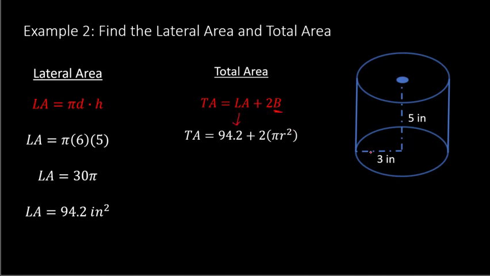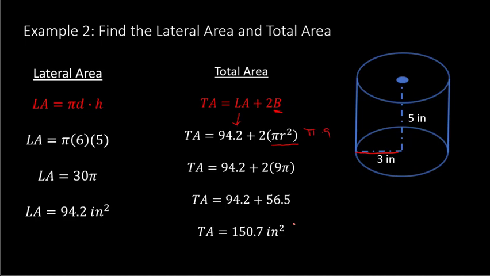And then the area of the base is the area of the circle, which is pi times radius squared. And we have two bases because we have a top and a bottom. So pi times radius squared. Radius is 3, so we have pi times 3 squared, which is 9. So that's pi times 9, or 9 pi. And then 2 times 9 times pi is 18 times pi, which gives you 56.5. And if you add those together, 94.2 plus 56.5, that gives you the total area, which is 150.7 inches squared. So that is the area of not only the lateral face, like the sides, but also the top and the bottom, the two bases.